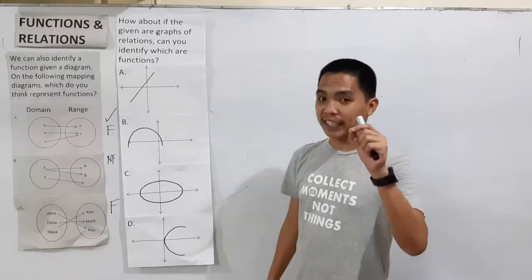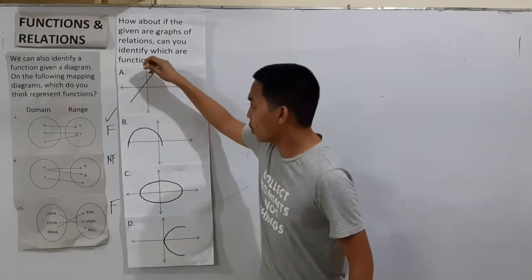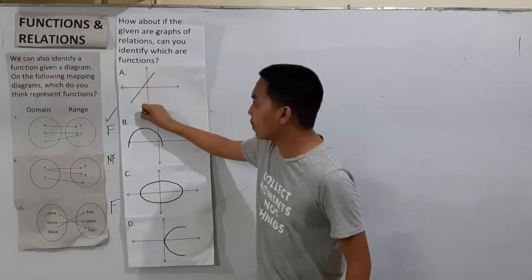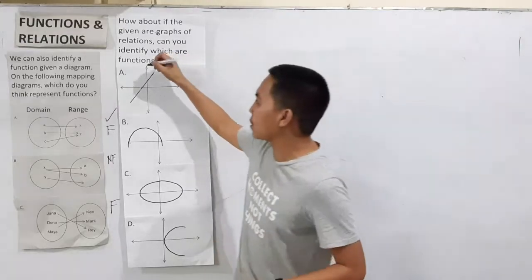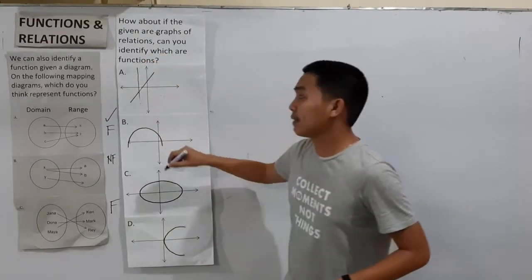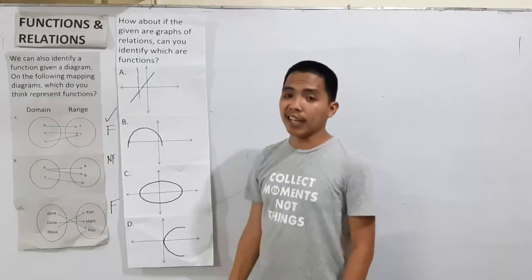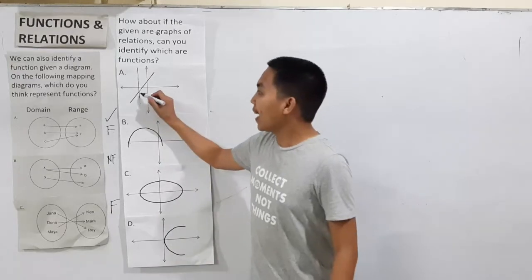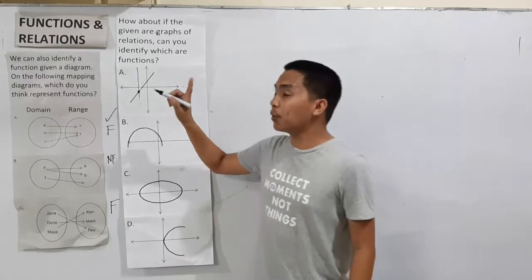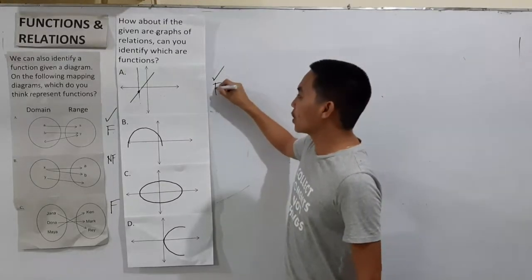I will draw a vertical line. Oops, you can't see it clearly. Okay, I'll be using this. Question: it intersects how many points? Exactly, it touches exactly only 1 point. Therefore, letter A is a function.